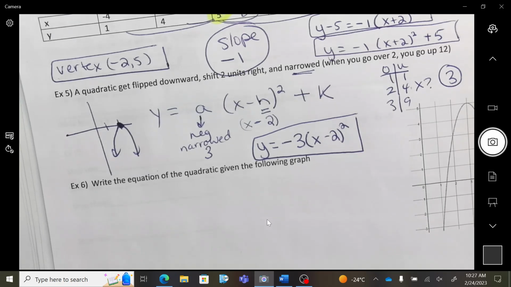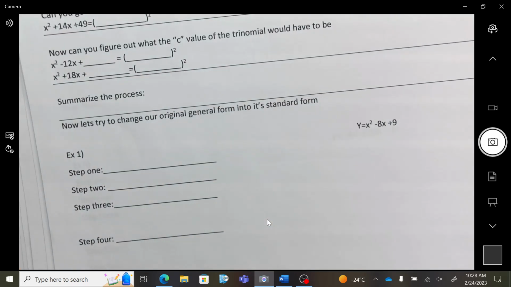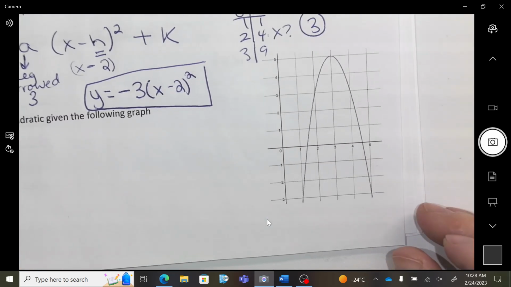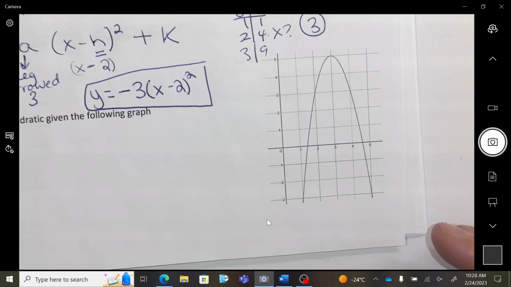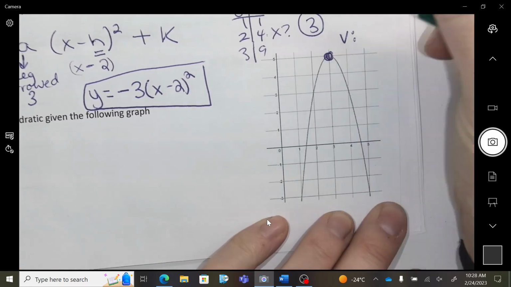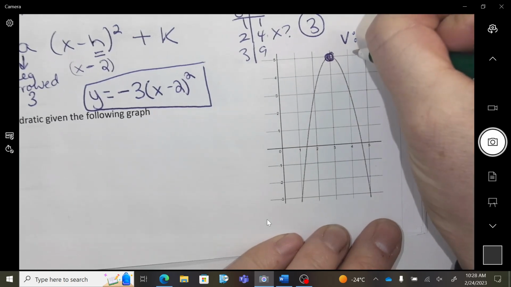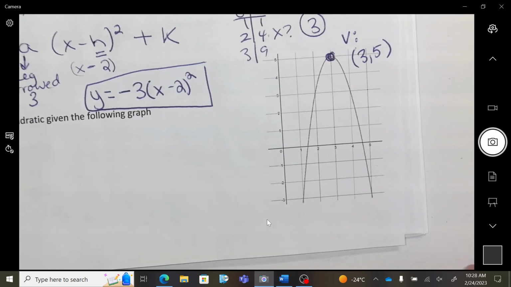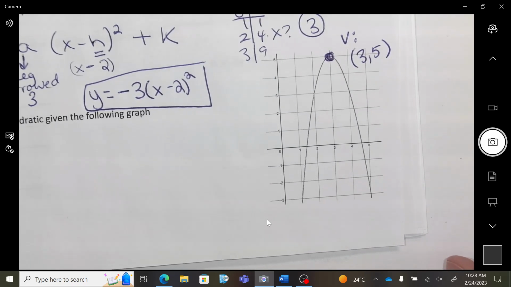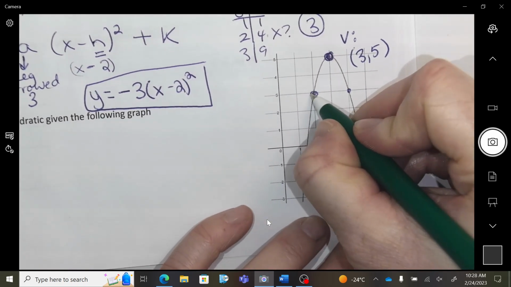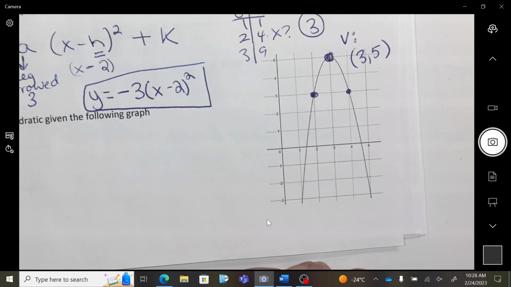Okay, the last question is that I graphed something for you. So I need you to tell me the vertex and the slope. Those are the big ideas. What is the vertex? So I got 3, 5. And I'm going to find some other coordinate, which is there.